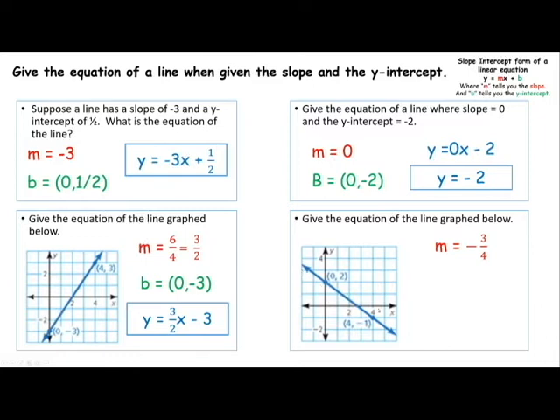Negative slopes always go down from left to right, so down 3/4. I can also look here and see my y-intercept is the coordinate (0, 2). In slope-intercept form, it's y equals negative 3/4 x plus 2.